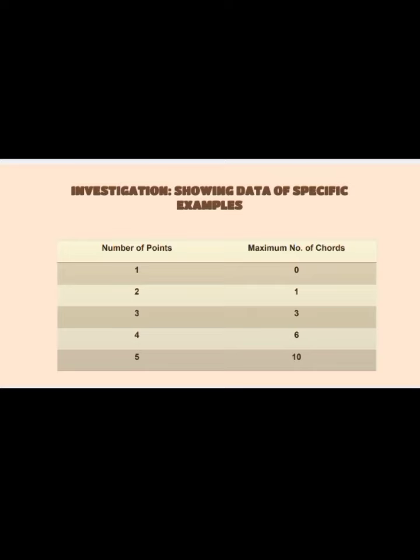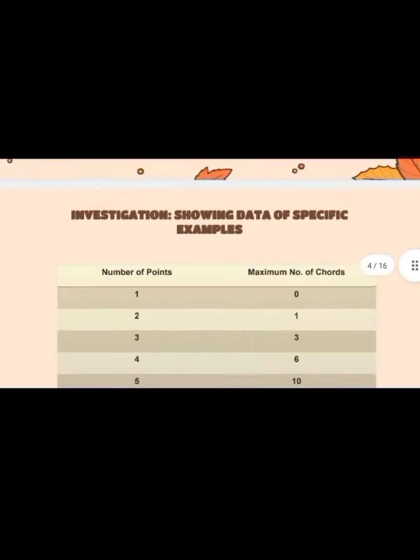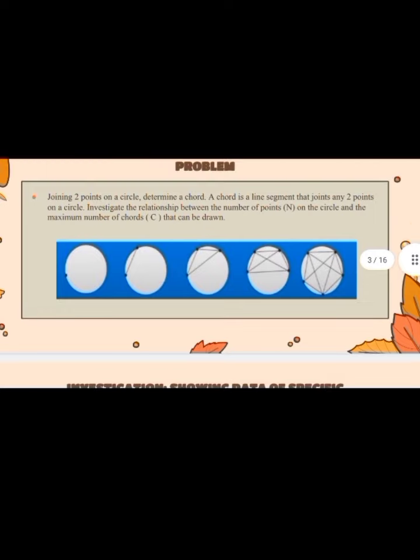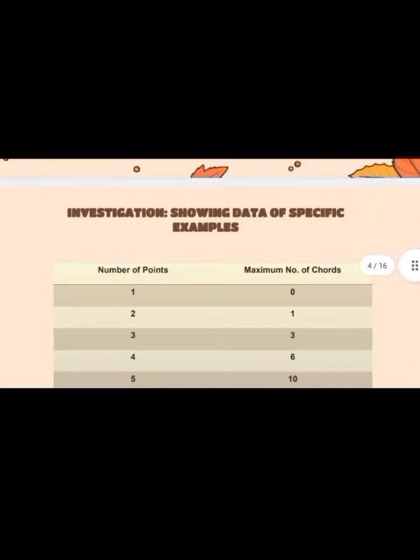As you can see in the table, there's the number of points and the maximum number of chords. So we have here 5 points. In 1 point, we got no chords. In 2 points, we have one chord. In 3 points, we have 3 chords. In 4 points, we have 6 chords. And in 5 points, we have 10 chords, as we saw earlier in the illustration.